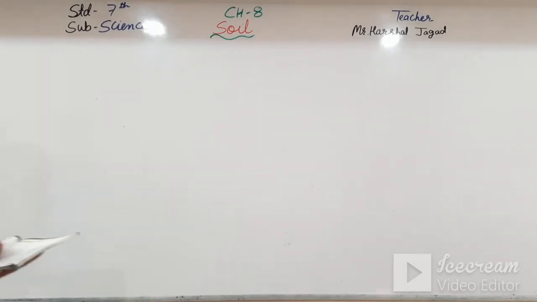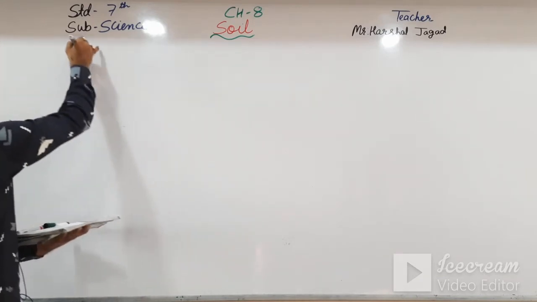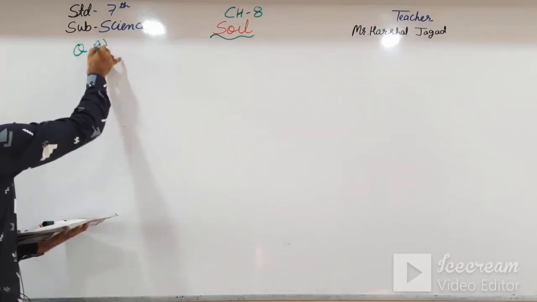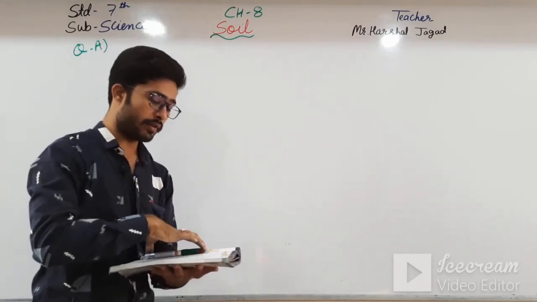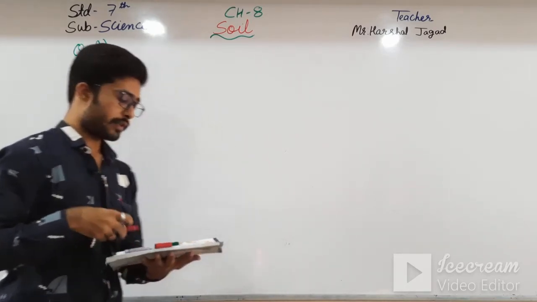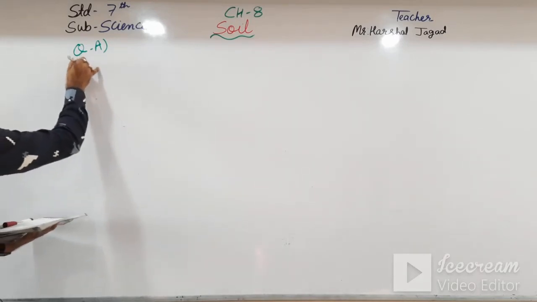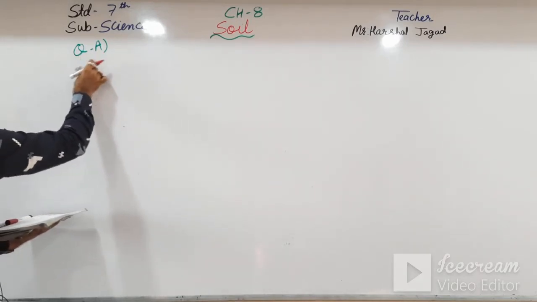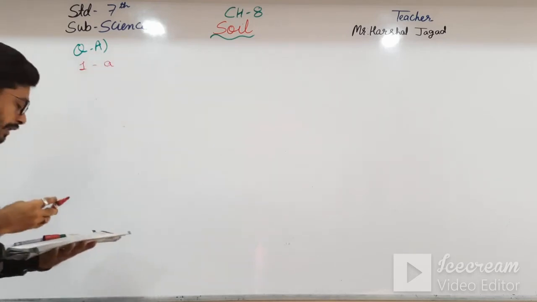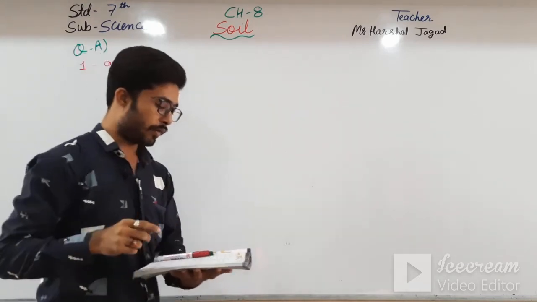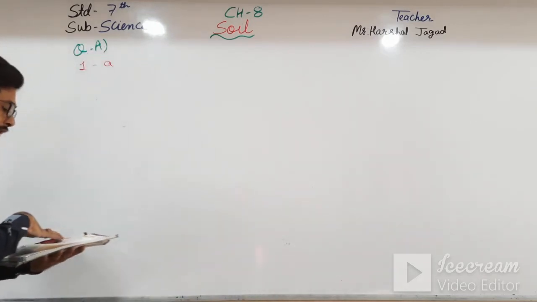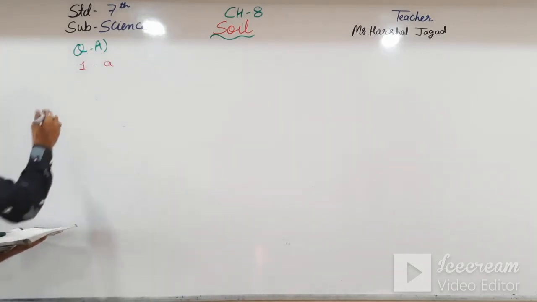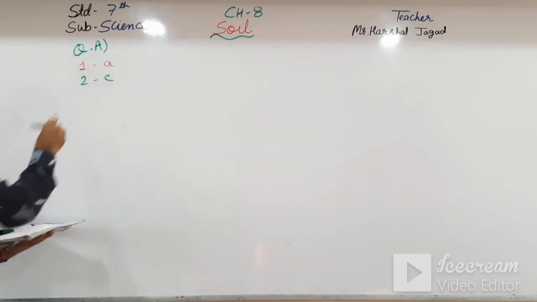So here in the exercise, question A is MCQ. So for that, plants grow in which of this layer of the soil? Topsoil. In the first one, that is A, topsoil. Second one, the type of the soil that gets formed depends on which of this? Then in that second, that will be C, parent rock.